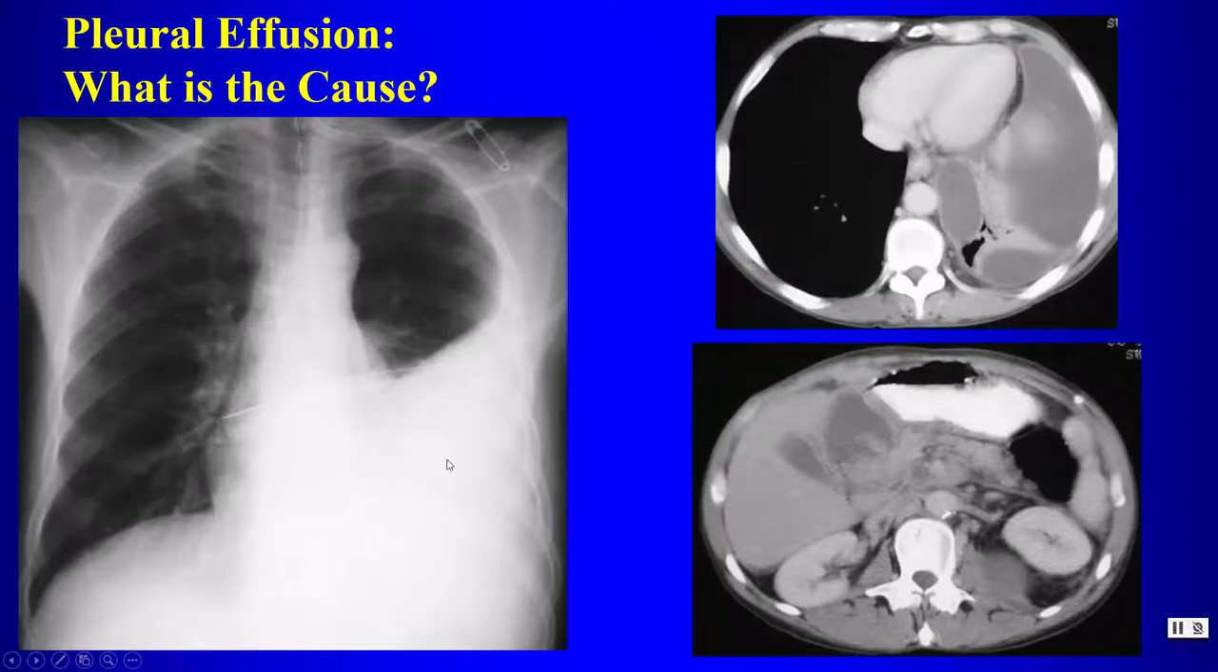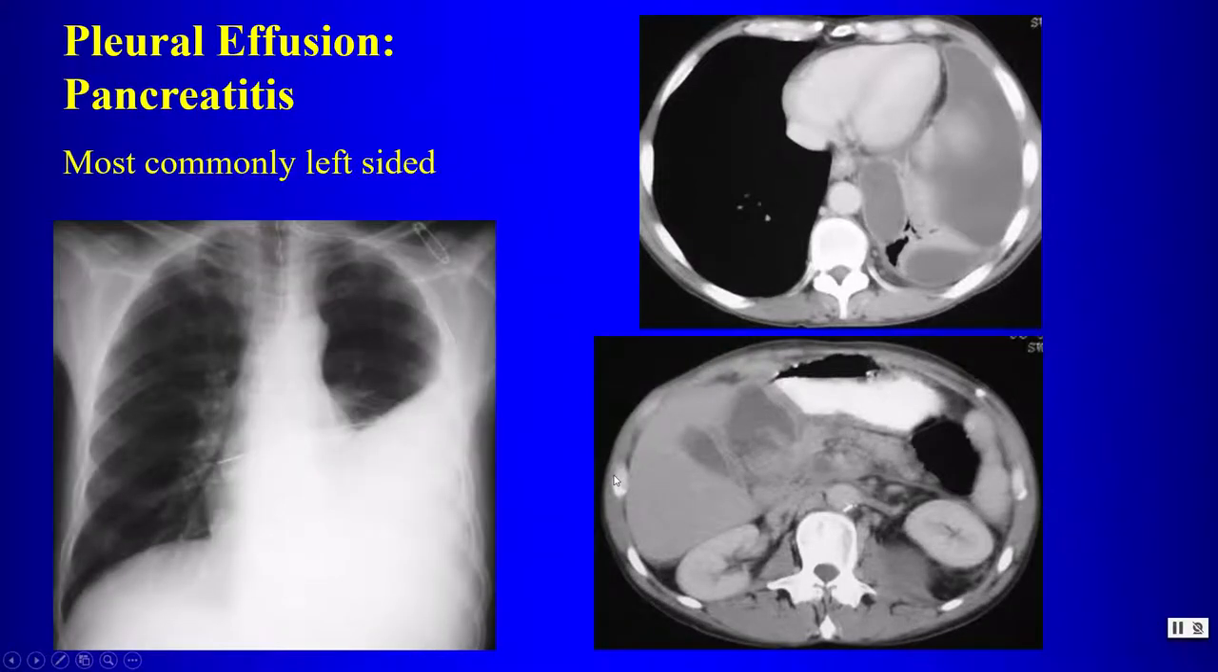If I show you this case, patient with an isolated left effusion, what is the cause? We look here in the abdomen, and we notice that here's the pancreas. This is this large pseudocyst. This is a patient with pancreatitis who has developed this loculated pleural effusion on the left side. So the pancreas extends over to the left. So patients with pancreatitis, that tends to irritate the left diaphragm, hence left pleural effusions are more common than right effusions associated with pancreatitis. So pancreatitis tends to be associated with left-sided pleural effusions.